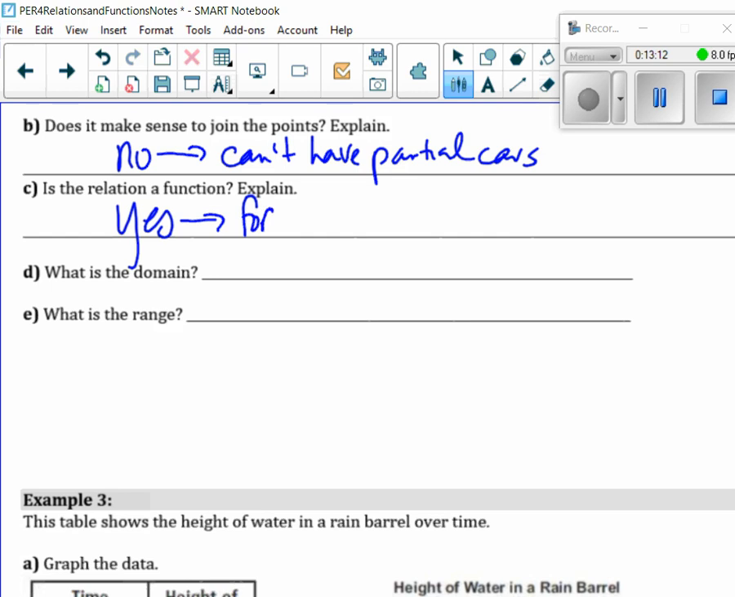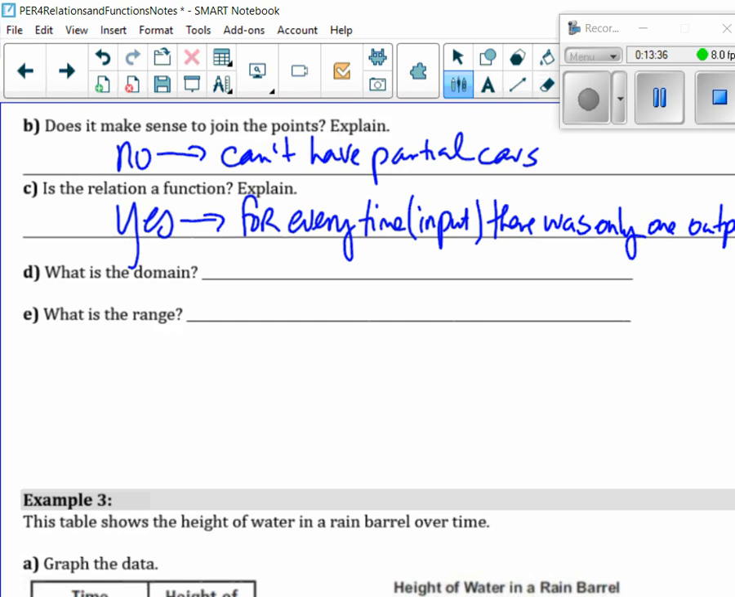For every time input, there was, oh sorry, was the time the input? Yeah, the time was the input. There was only one output number of cars. What was the domain?